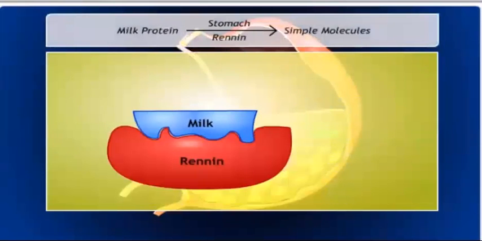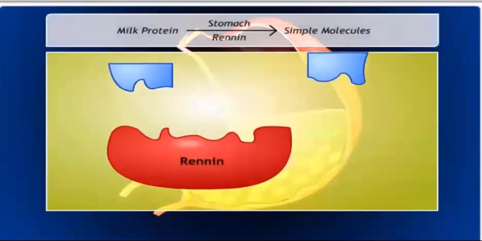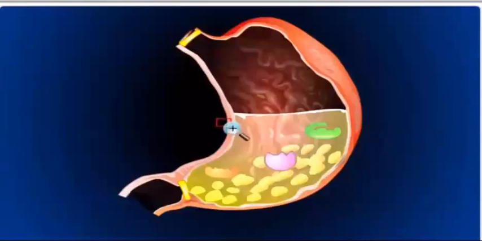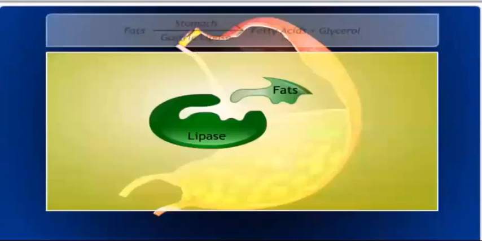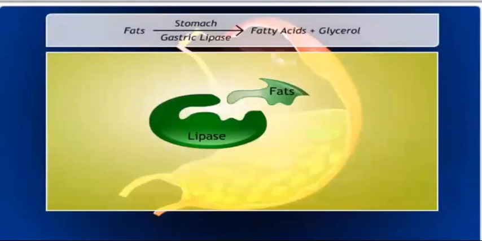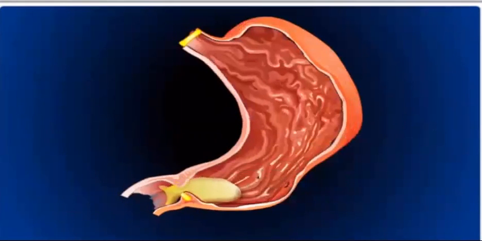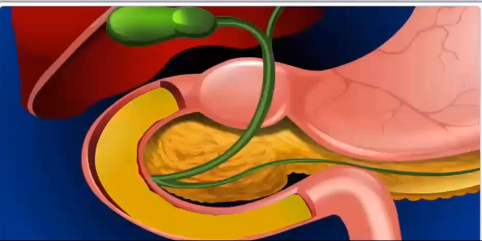Renin separates milk into liquid and solid portions. Lipases act on fats and help to break them down. This process continues till the food is turned into a thick liquid called chyme. The acidic food from the stomach reaches the first part of the intestine called duodenum.